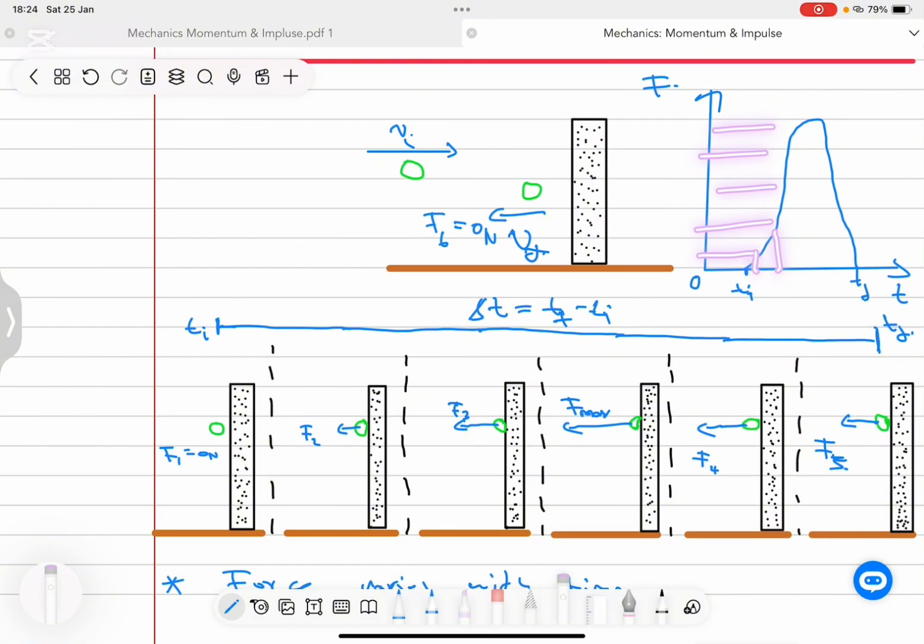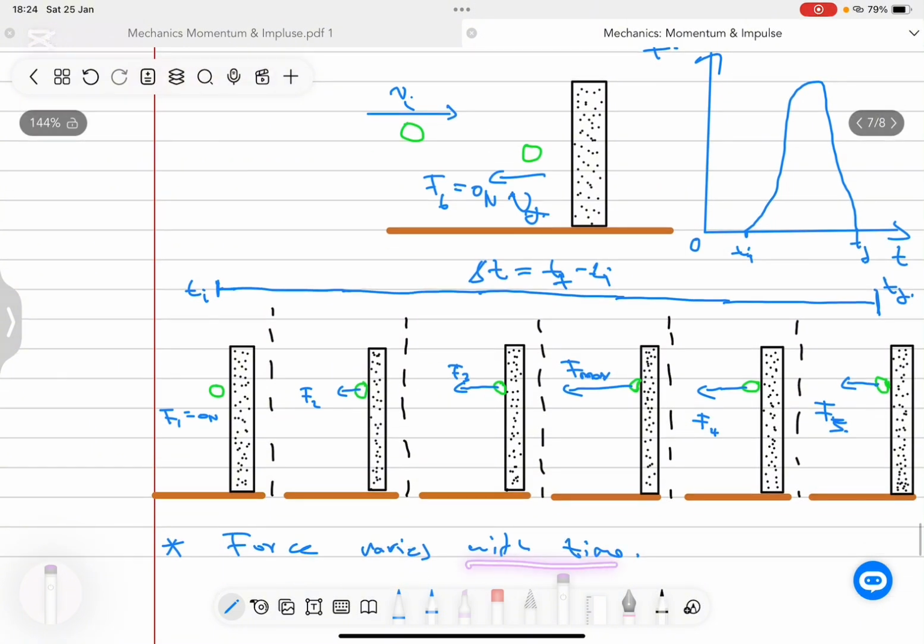It's increasing as the time goes on until it reaches the maximum, and it then decreases again to 0 newtons. So it's a varying force, the force that is changing, but it's changing with time. As the time goes on, it also changes. So it means these two concepts, the force and the time, are important in explaining how the motion of the ball will change. Because remember, the initial motion that we had is that the ball was going in that direction.